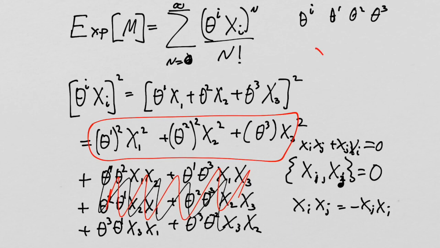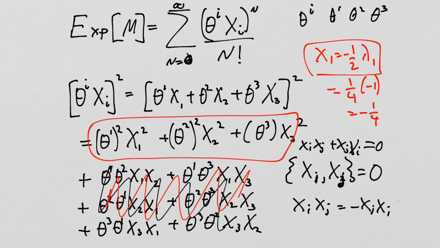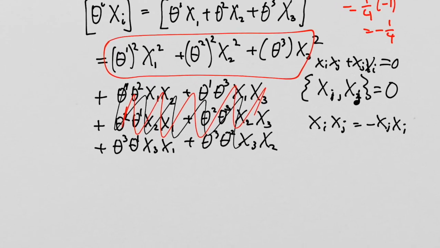Well, x1 is minus 1/2 lambda 1. So x1 squared is 1/4 of lambda 1 squared, which is minus 1, which is minus 1/4. And by the way, that's going to be true for all of them, right? It's going to be true because this is good for x2, lambda 2, x3, and lambda 3. It's the same expression. So all of these guys are minus 1/4.